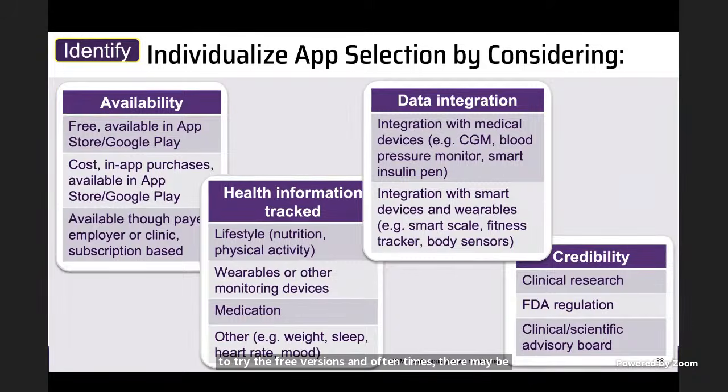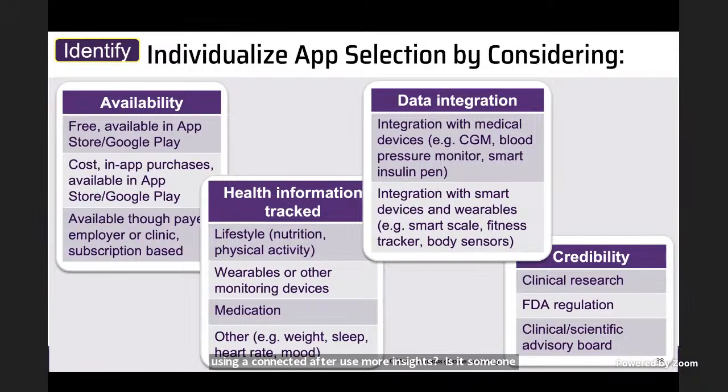Next, think about what health information is tracked and how it relates to the person's current health management and preferences. For example, is it someone who needs to monitor their blood pressure and maybe using a connected app could help offer some more insights? Or is it someone who's looking to optimize their athletic performance and wants an app that helps to track their exercises and nutrient intake?